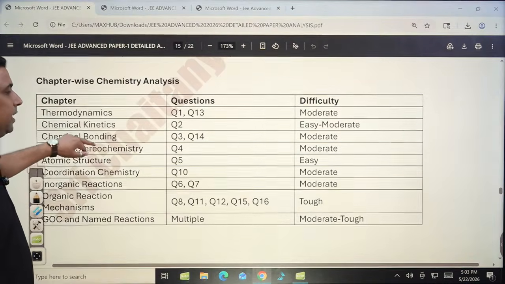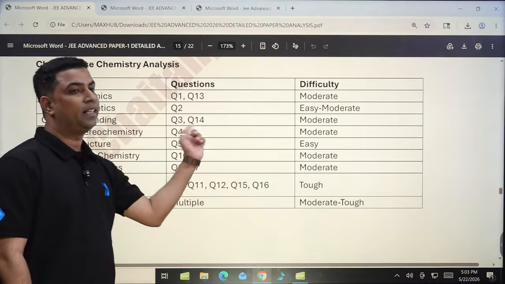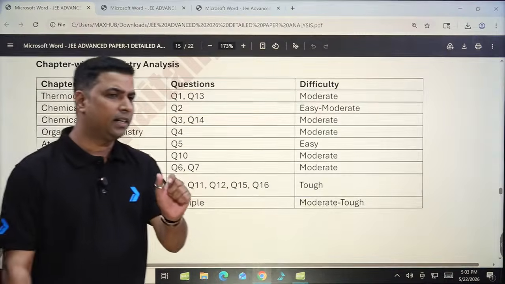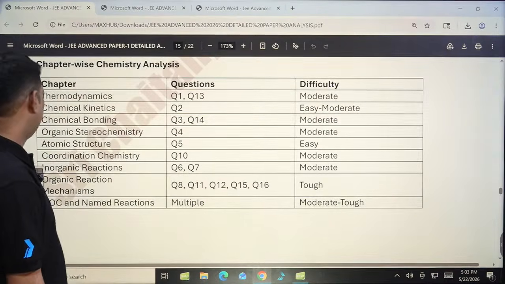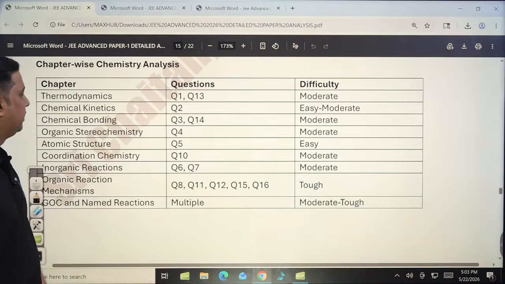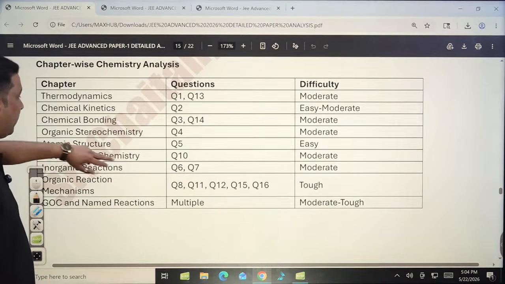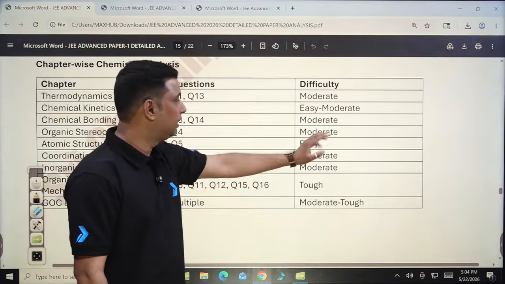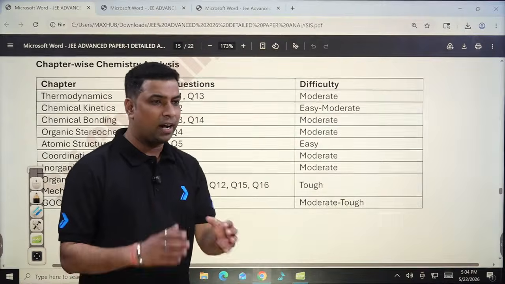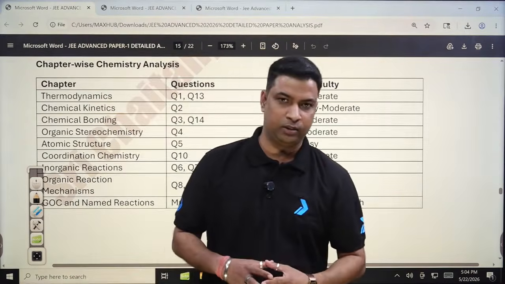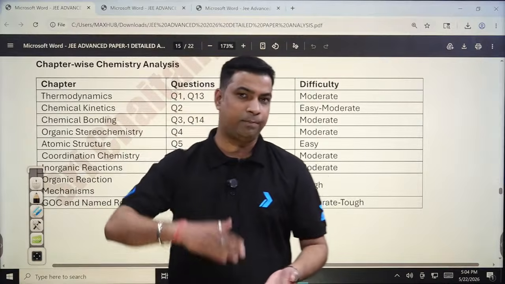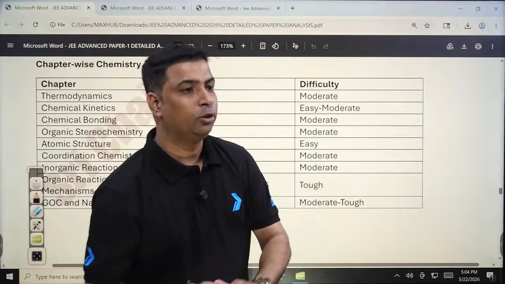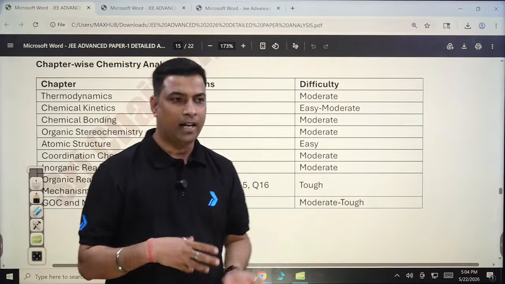Chemical bonding: question numbers 3 and 14. Question 14 was match the column, and it was easy. Question 3 was a bit tricky, but also easy if you stick with the NCERT. Organic stereochemistry: question number 4 was moderate, and a very nice question. Most teachers were discussing whether the plane of symmetry will pass or not. If the plane of symmetry passes, then how would it be a diastereomer? Because of geometrical isomerism, it was showing the diastereomer.